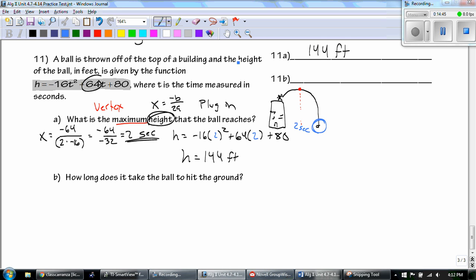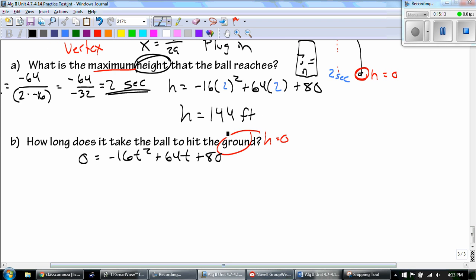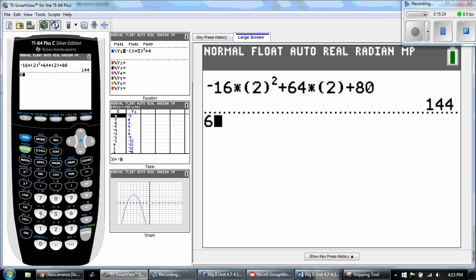But now I want to know, where does it hit the ground? When? How long does it take? Well, that's when the height is 0. So if the height equals 0, I'm going to use my original equation, negative 16t squared plus 64t plus 80, set that equal to 0, and solve. So to do that, I am factoring. All right, the first thing I need to do is take out the GCF. I always check the biggest number first.